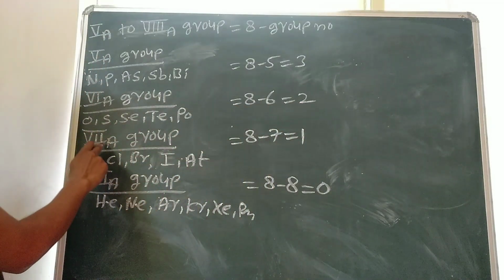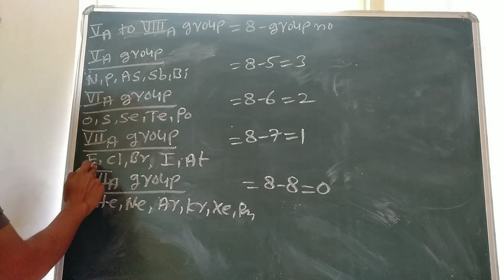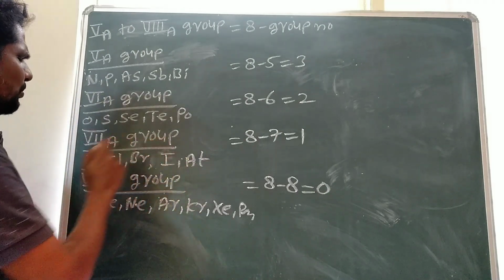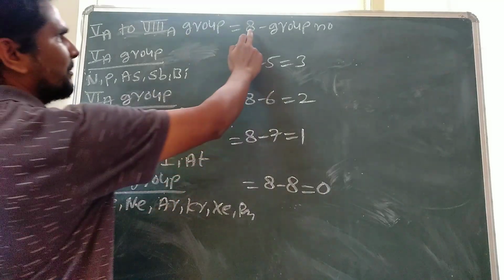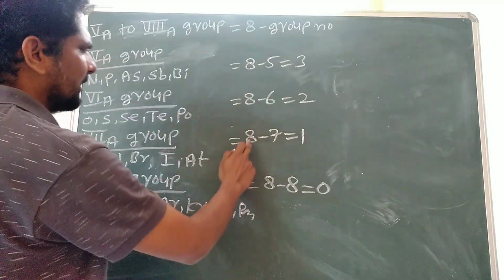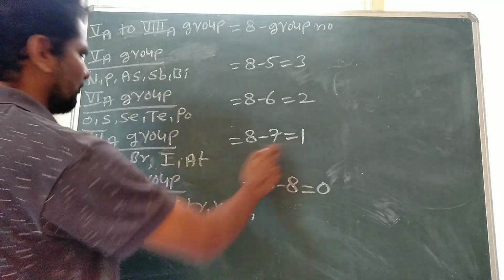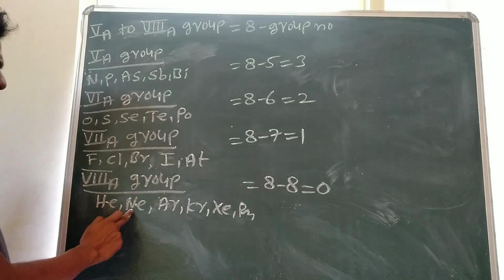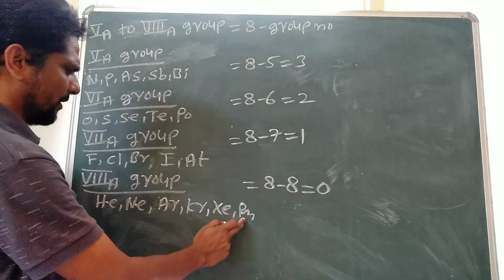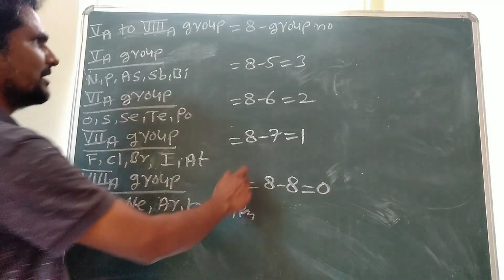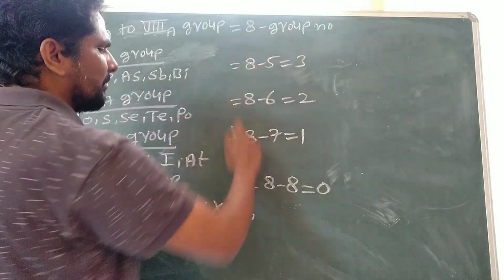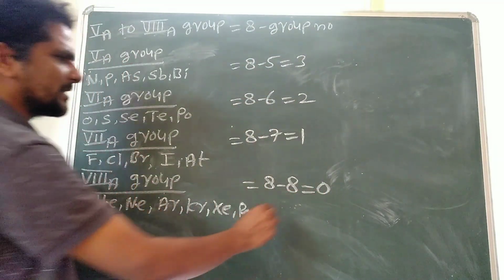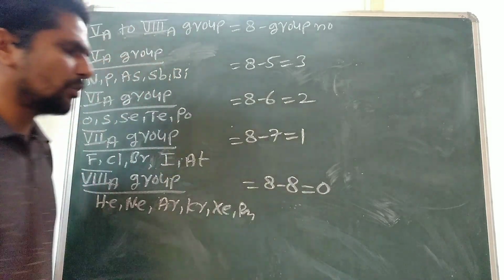The valency of 7A group elements: fluorine, chlorine, bromine, iodine, astatine belong to group 7 elements. So formula 8 minus group number, 8 minus 7 equals 1. The valency of 8th group elements: helium, neon, argon, krypton, xenon, radon belong to the 8th group. Formula 8 minus group number, 8 minus 8 equals 0. 8th group elements are also known as zero group elements.